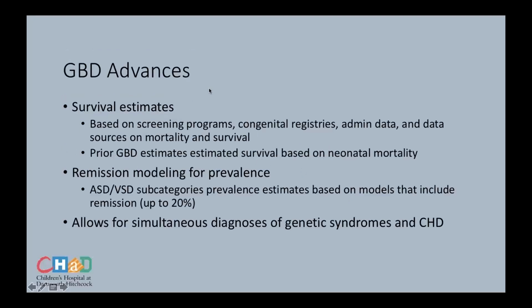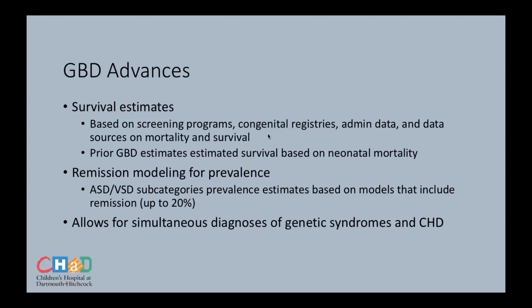I did want to mention, though, there have been some advances over time, even though there are still some great limitations in the data. Since 2016, the survival estimates, especially for the neonatal group, have improved greatly. The most recent GBD estimates use multiple things like screening programs, congenital registries, administrative data, and other data sources on those survival rates. Compared to the prior iterations of GBD, we're actually modeling them based purely on neonatal mortality. And so that's been a huge improvement in estimates of neonatal deaths.